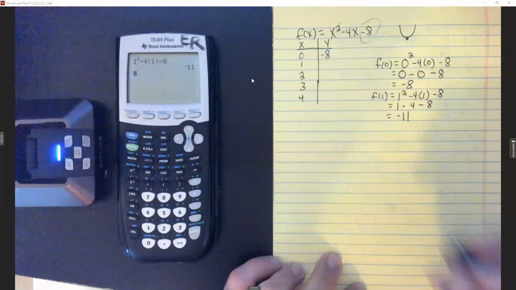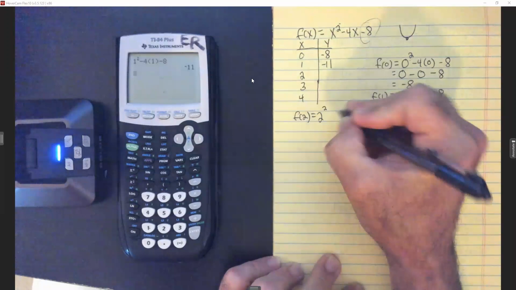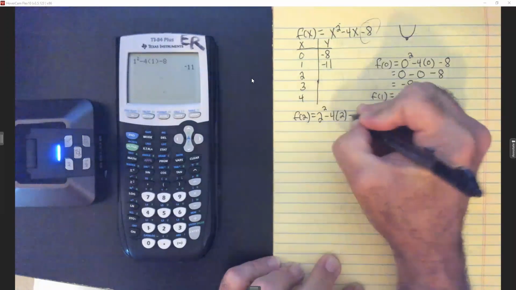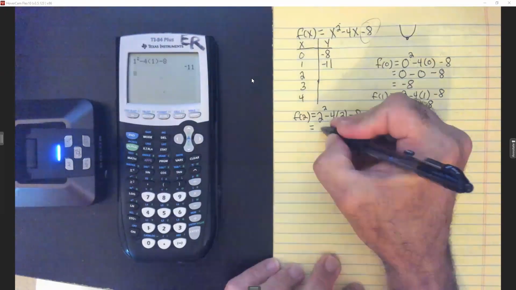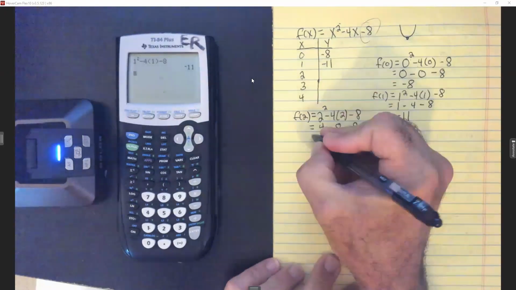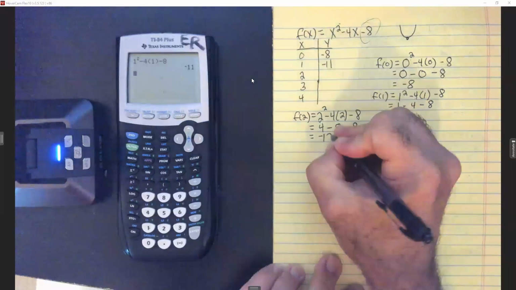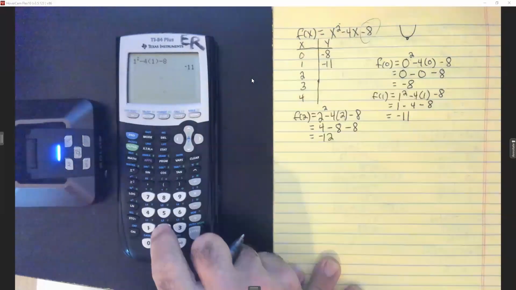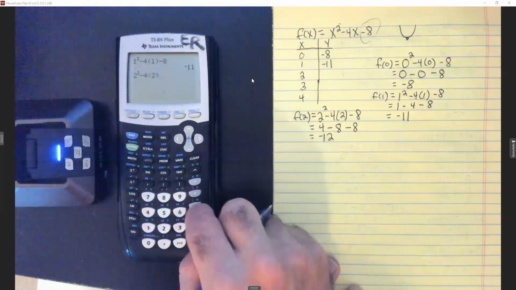All right, let's put a 2 in. F of 2 is going to equal 2 squared minus 4 times 2 minus 8. All right, 2 squared is 2 times 2 is 4. Minus 4 times 2 is 8 minus the 8. All right, so let's see. 4 minus 8 is -4. -4 minus 8 is a -12. And y'all watch this. 2 to the second, arrowed over, minus 4 times 2 minus 8 will still give me -12.